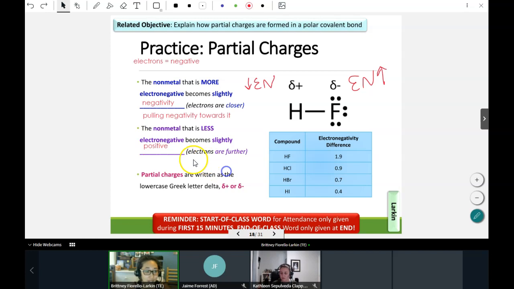Yes, you actually become slightly positive. And that's because those negative electron friends are further away. Now, you'll notice that there are these funny symbols here. These are called lowercase Greek deltas. So it looks like a letter D, but it's a Greek D, basically. And this stands for partial. So hydrogen is partially positive and fluorine is partially negative. I'll give you a heads up that in almost every instance of hydrogen bonding with another atom covalently, it's almost always the partially positive one because hydrogen is less electronegative than almost every other non-metal.